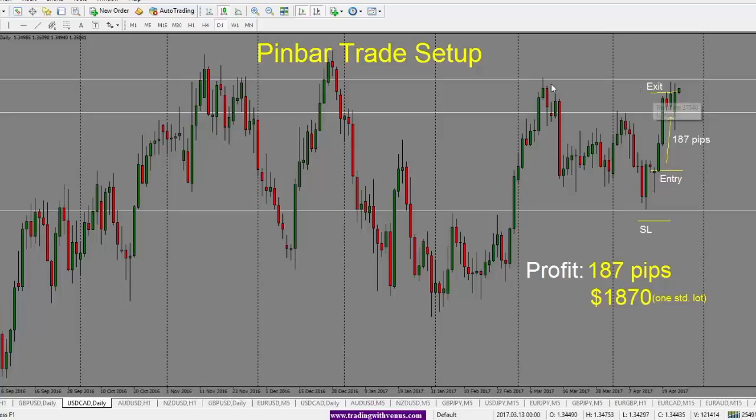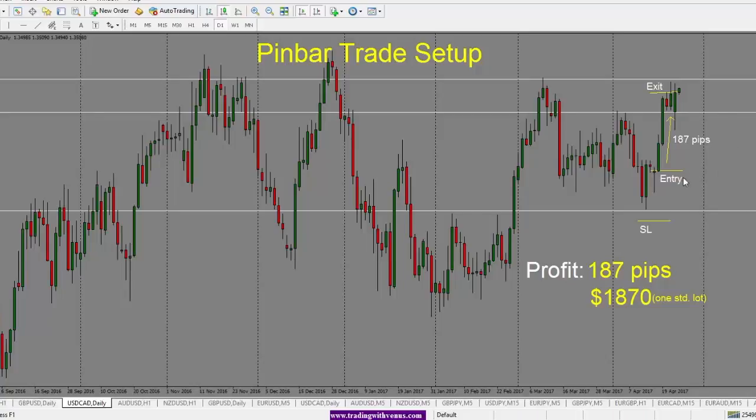So in this case, it's better to exit the trade with a profit than wait for the price to show us its hand or pull back. So we exit the trade here once this candle closes, and from entry to exit, we have 187 pips in the trade.